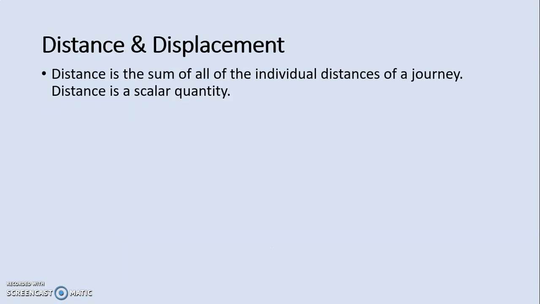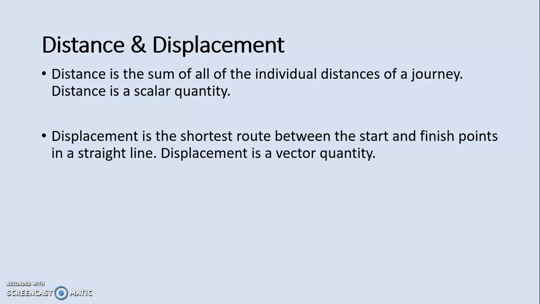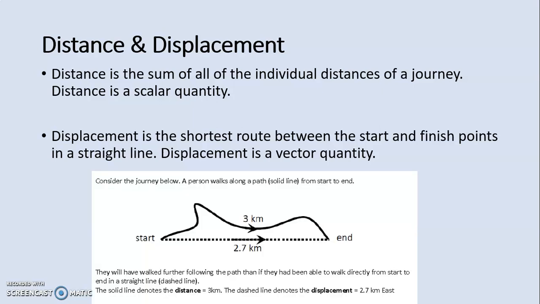So distance is the sum of all the individual distances of a journey, and distance is a scalar quantity. Displacement, however, is a bit different. It's the shortest route between the start and finish points in a straight line, and displacement is a vector quantity.